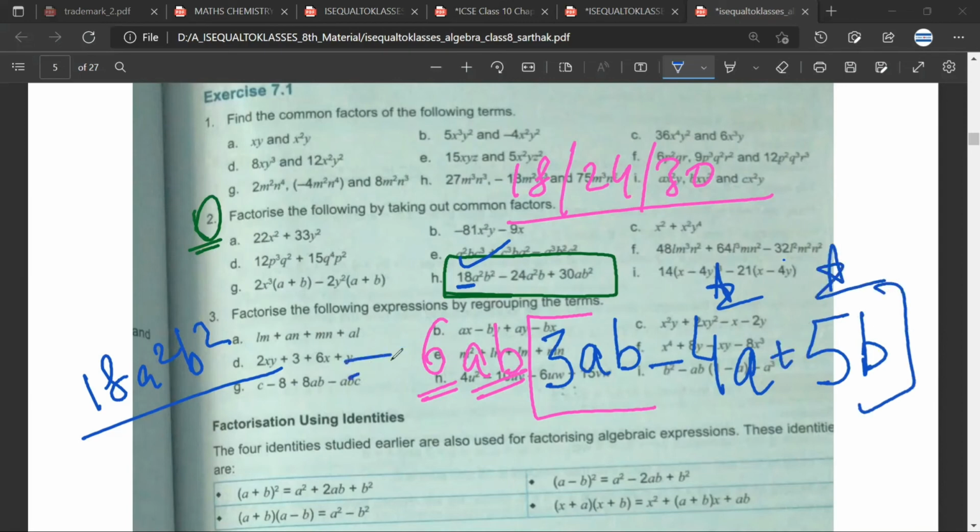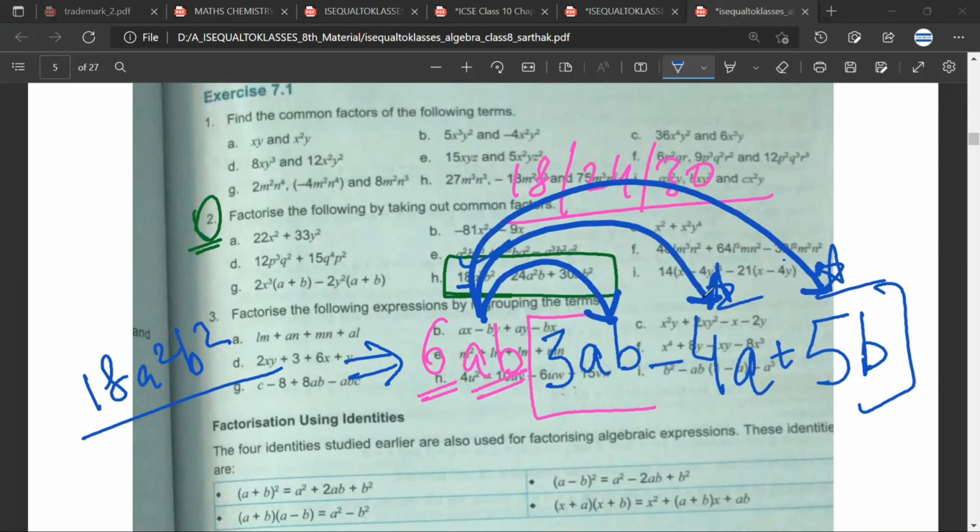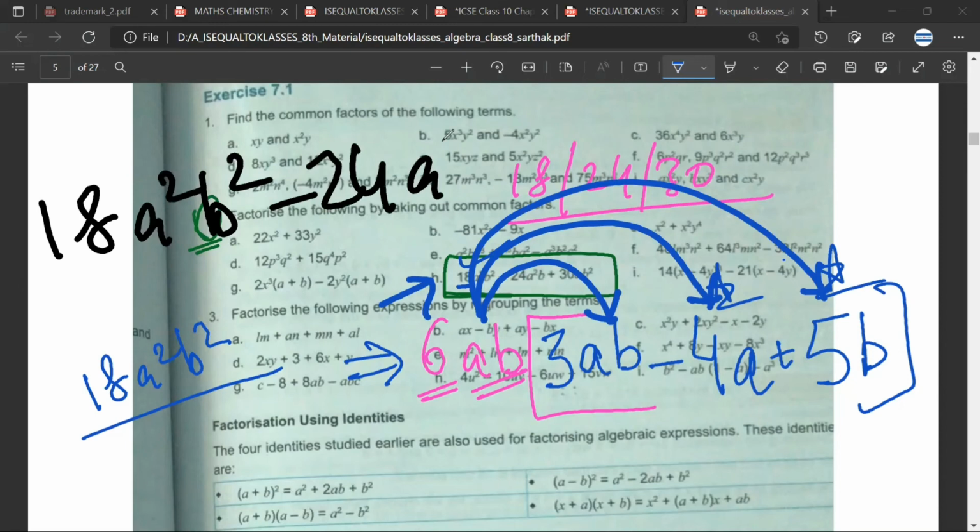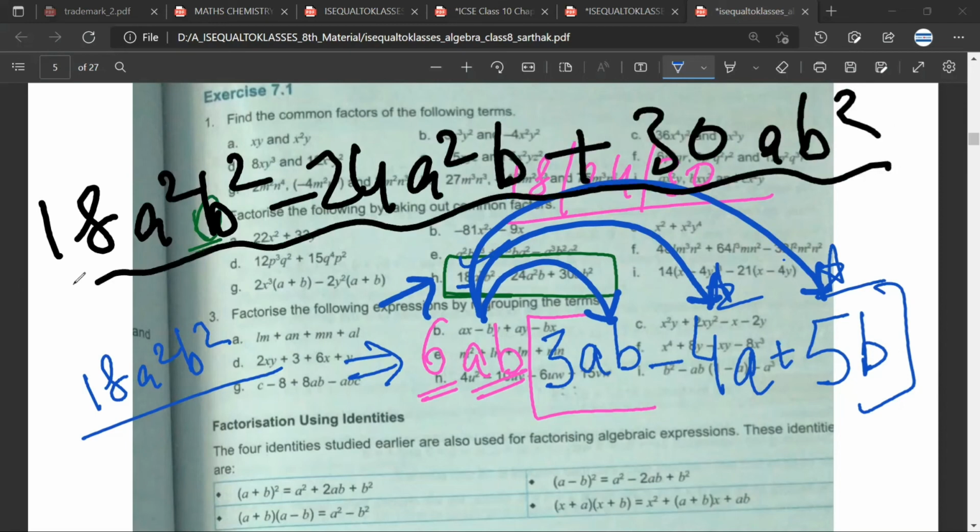Now, what I'm trying to tell you is that if I start opening this bracket, I should get this term again. Have you understood the question again? Yes. So 6 into 3 is 18a square b square, minus 24a square b, plus 30ab square. So Sarthak, any doubt? No. Have you understood the logic? Yes. Okay, let us do another question.